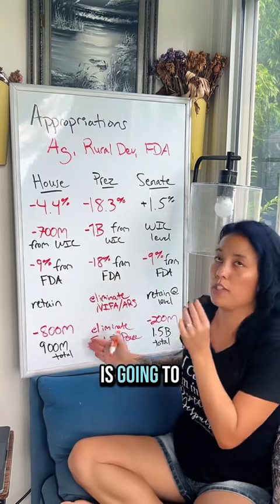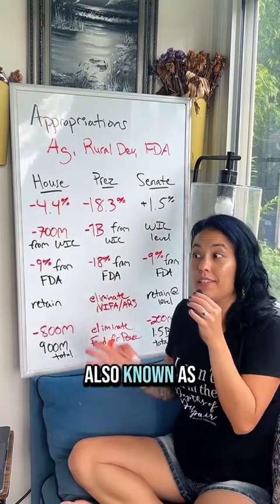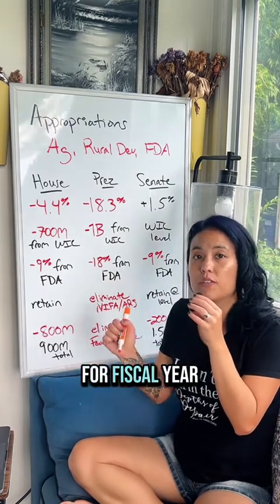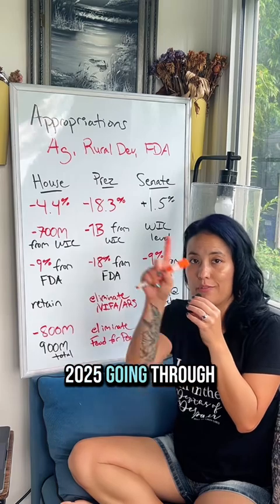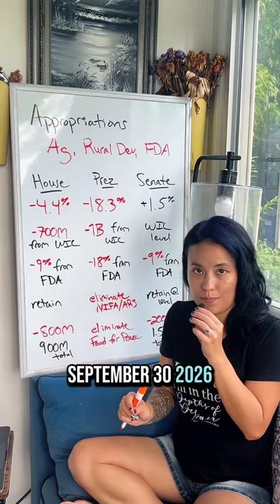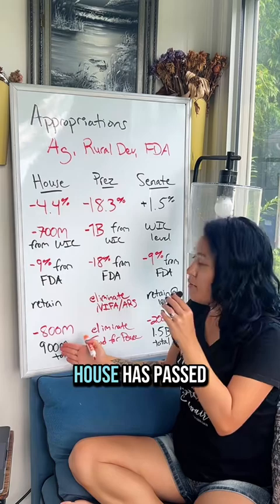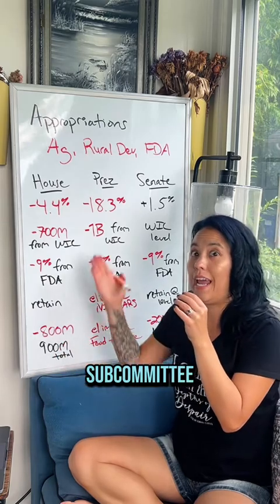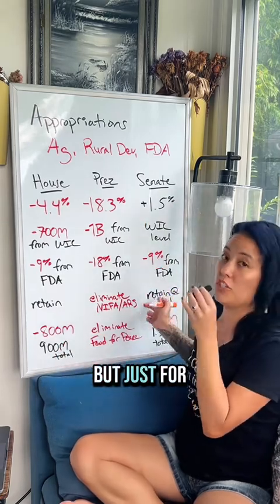The middle column is going to represent the president's request, also known as his skinny budget, and this is for fiscal year beginning October 1, 2025, going through September 30, 2026. The left column is going to be what the House has passed out of their appropriations subcommittee and committee, and same with the right column, but just for the Senate.